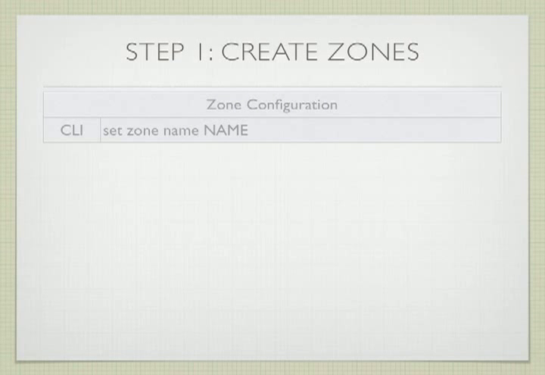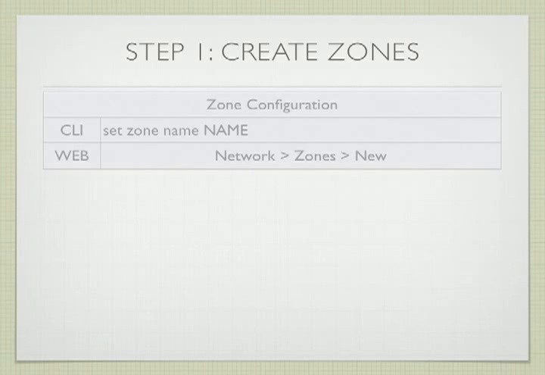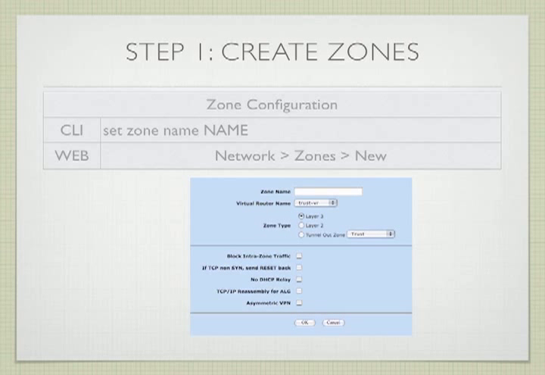So step 1, we're going to create the zone. Zone configuration on the command line is the set command, set zone name, and then you give it the name. So the name here would be trust, untrust, which are the defaults already created on a branch device, or red, blue, green, accounting, management, whatever name you want to give the zone you're creating. On the web interface, this is under Network Zones and hitting the New button, and then you'll be presented with the form to fill out, giving it the name, assigning it to the virtual router.